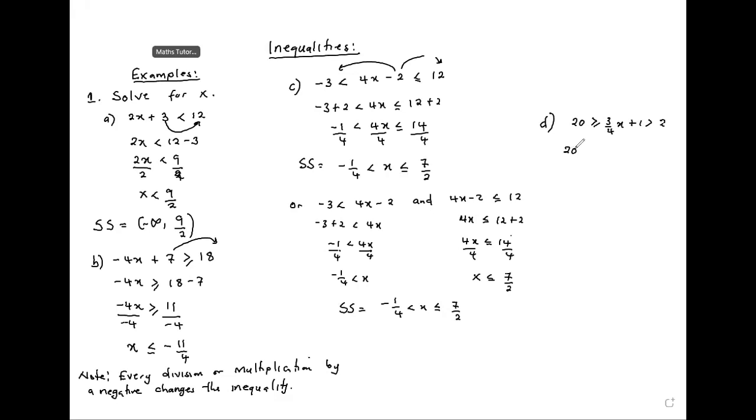So you have 20 minus 1 greater or equal to 3/4x greater than 2 minus 1. So that we get 19 greater or equal to 3/4x greater than 1. Multiply everything by 4. We'll get 19 by 4, that's 6 here.